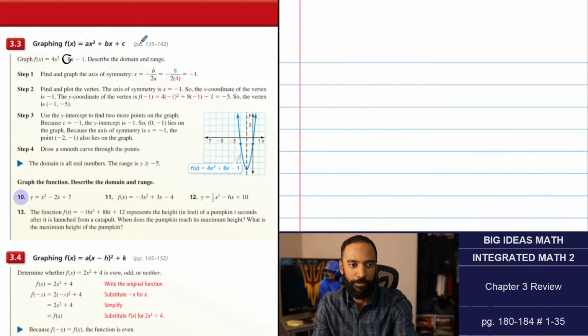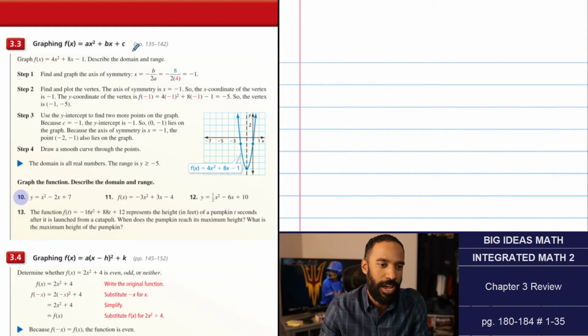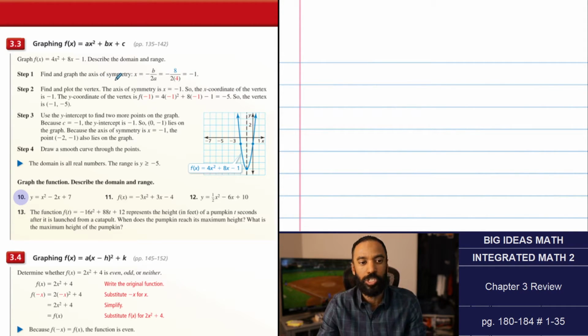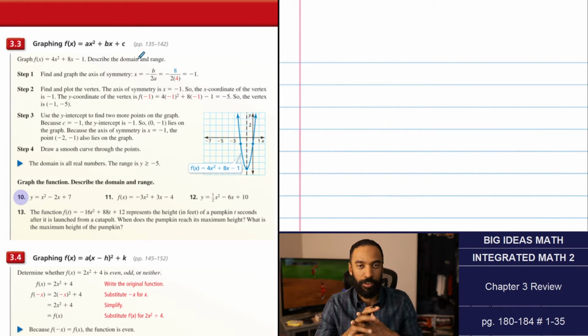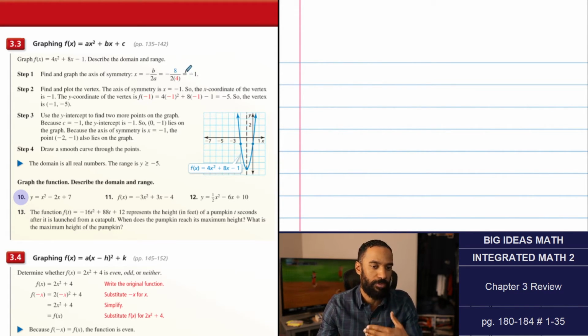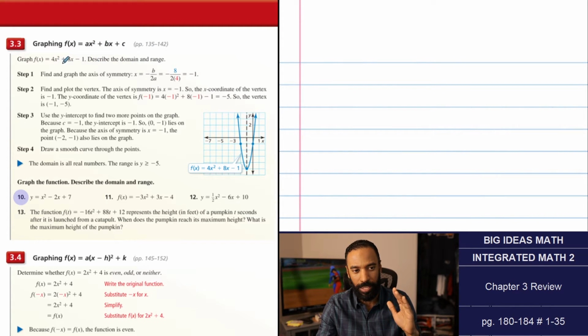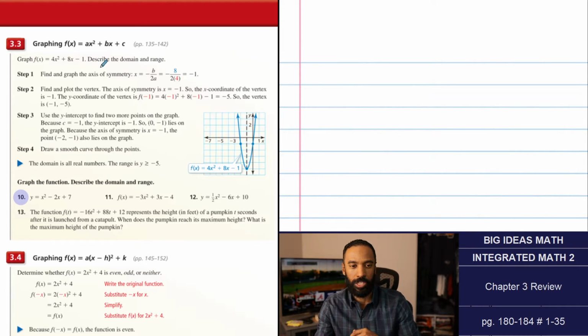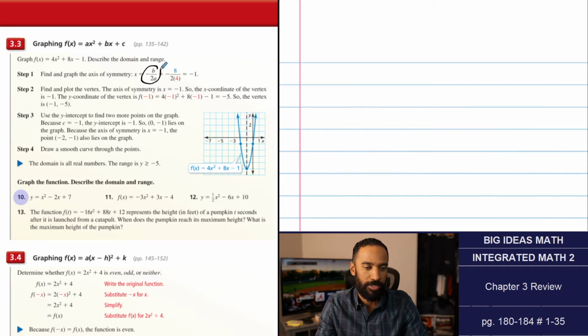So 8 is b, 4 is a, or whatever, b is 8, a is 4. And negative b over 2a gets us the x value for the axis of symmetry, or the x equals equation. So that's also the x value for the vertex, and we can substitute negative 1 into the equation that we have here and find the y value of the vertex. A vertex is just a y value for a certain x, and we can know that x through negative b over 2a. So we're going to have to know what that is.